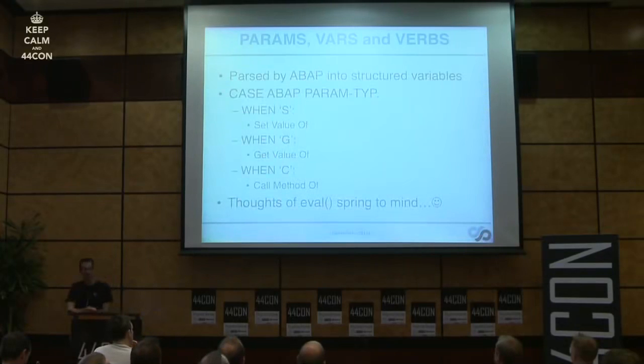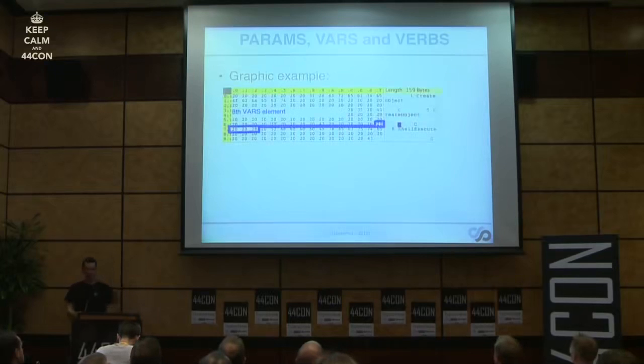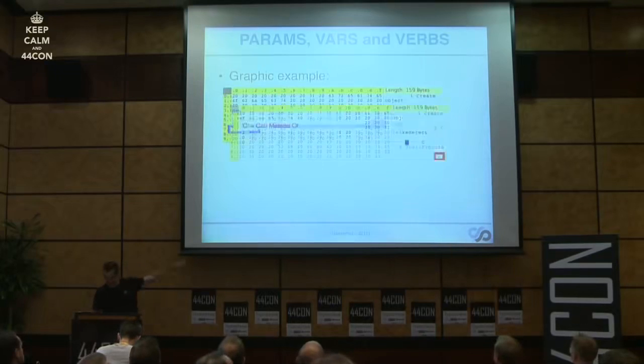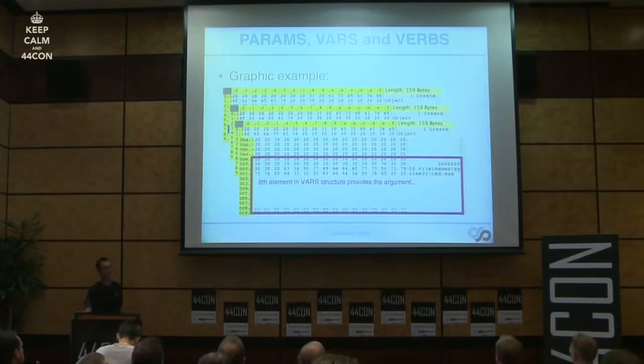How it works is that they get parsed into shared structured variables by ABAP, and there's a whole bunch of stuff depending on the type. You've got something called S, where it'll set the value of the object. You've got something called G, which gets the value of the object, and then you've got something called C, which means call method of. And this almost makes me think of eval. So here's an example. Basically, there we go, 8th vars element. We want to call the method shall execute of that specific object with those parameters. So in this case, this is a modified command execution thing.